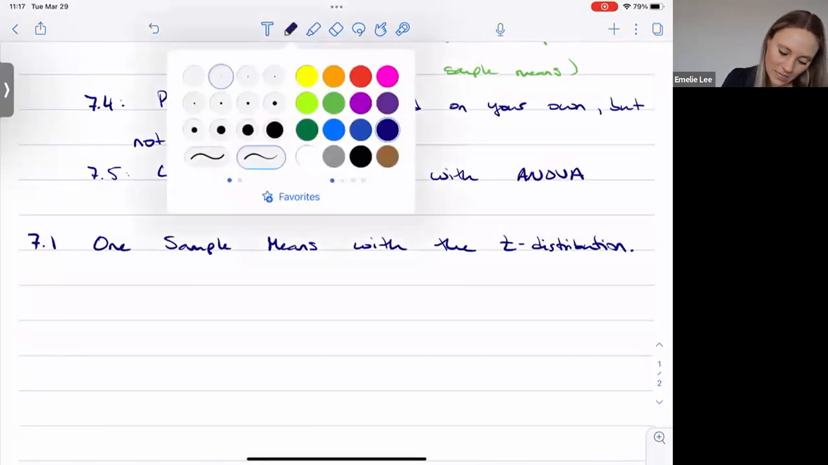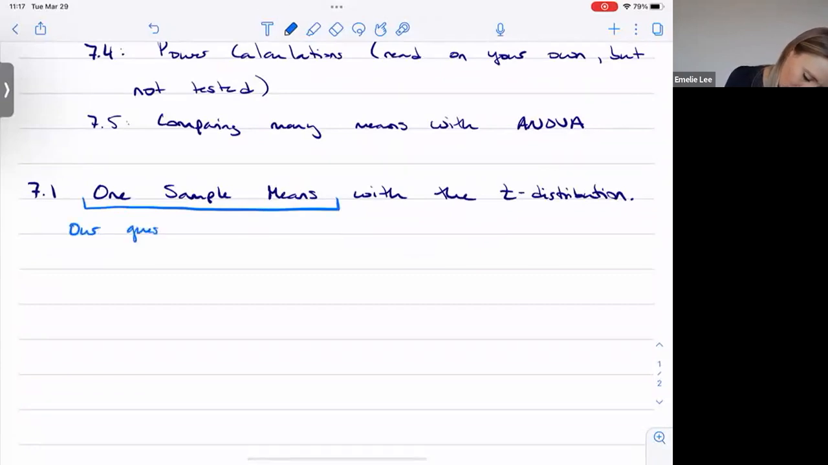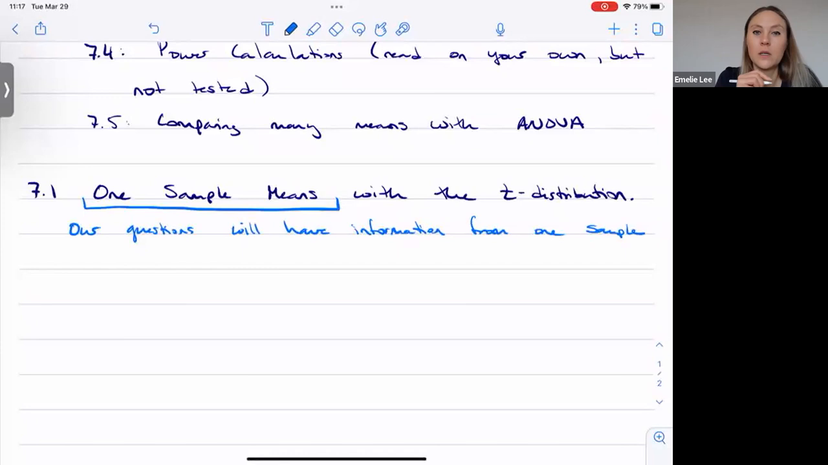And so for means, right, our questions will have one sample, right? We'll have information from one sample. Okay? We'll have information from one sample, and we will be given the sample mean and the sample standard deviation.